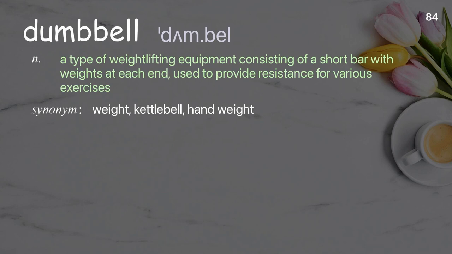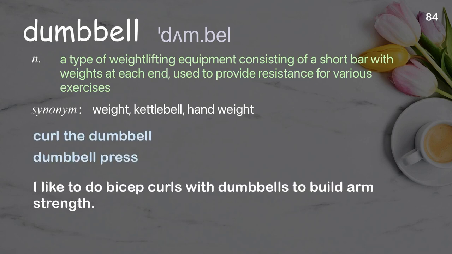Dumbbell. A type of weightlifting equipment consisting of a short bar with weights at each end, used to provide resistance for various exercises. Examples: curl the dumbbell, dumbbell press. I like to do bicep curls with dumbbells to build arm strength.